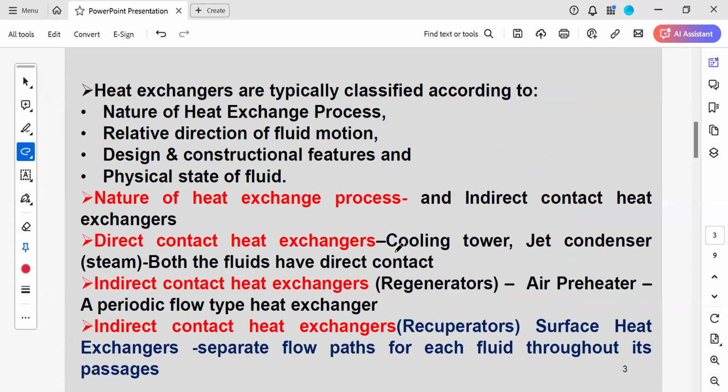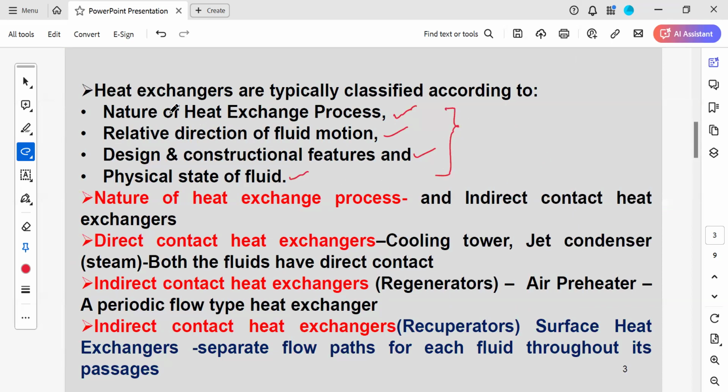Next we come to the classification of heat exchangers, how heat exchangers are classified. One is according to the nature of the heat exchange process. One is based on the direction of the fluid motion. The other one is design and construction features. And the last one is based on the physical state of the fluid. Like this, we can classify the heat exchangers.